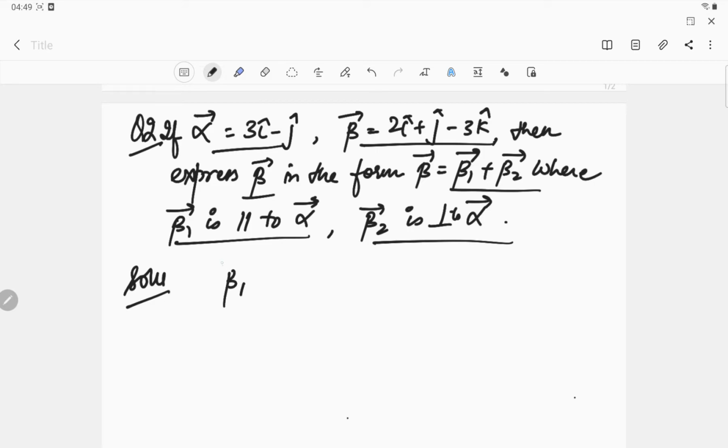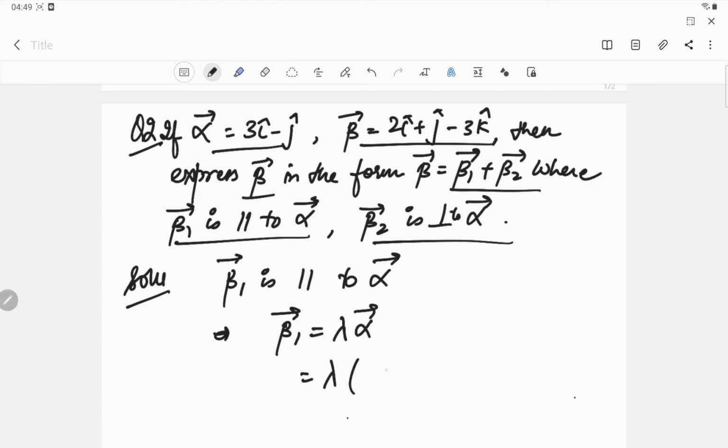Beta 1 vector is parallel to alpha vector. This is given to us. So if two vectors are parallel, then we know that beta 1 can be expressed as lambda times alpha vector. This is the property of collinear vectors. So now we already know alpha vector, that is 3i minus j. That means 3 lambda i cap minus lambda j cap. This is beta 1 vector in terms of lambda.